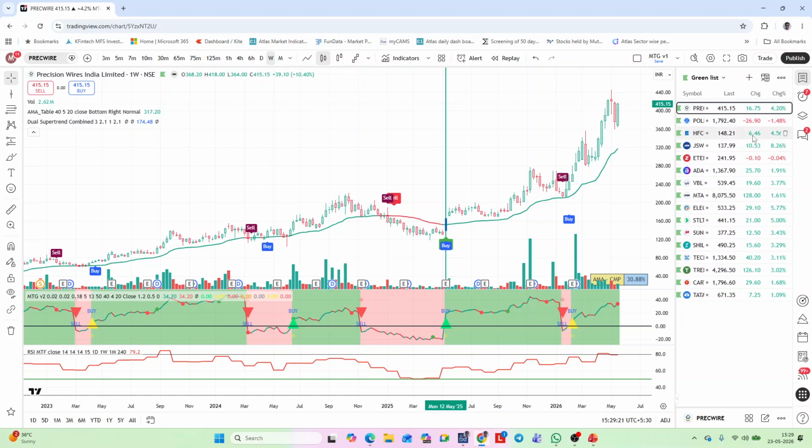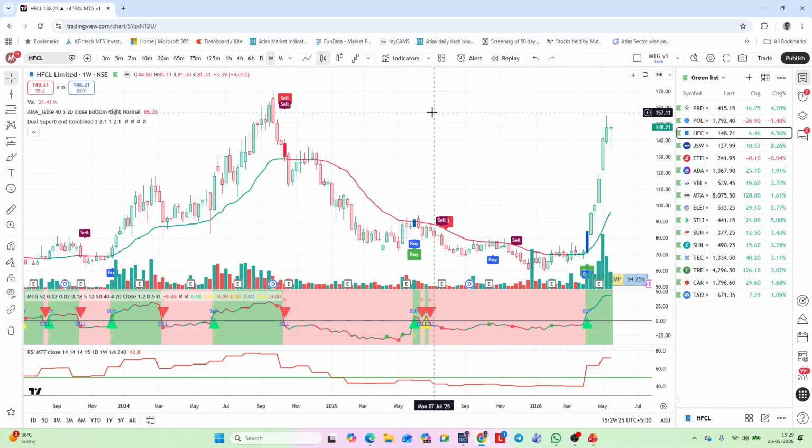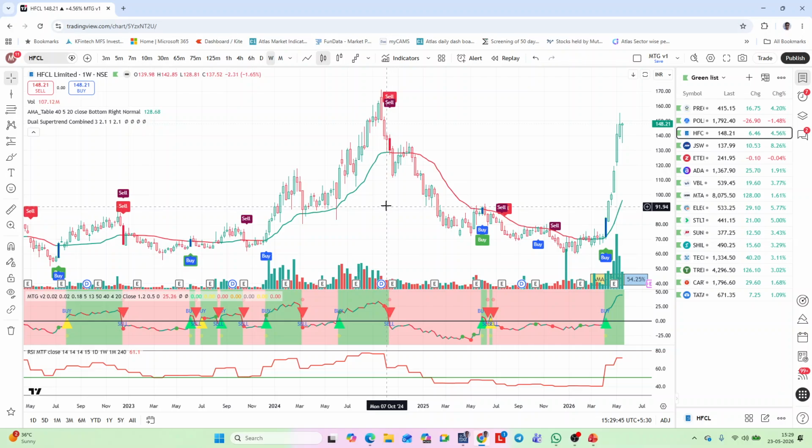A recent example I will share is HFCL. HFCL also, you see this. This is the trend here in October 2023. It touched RSI 50 and then this trend started. So here you will enter and then this entire journey started. Stage 2 started.